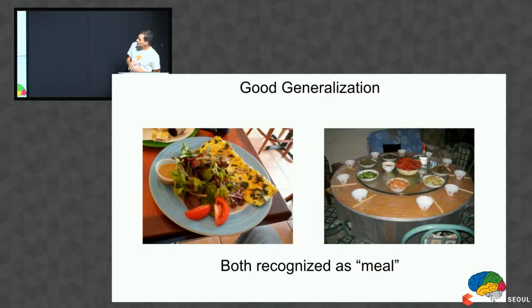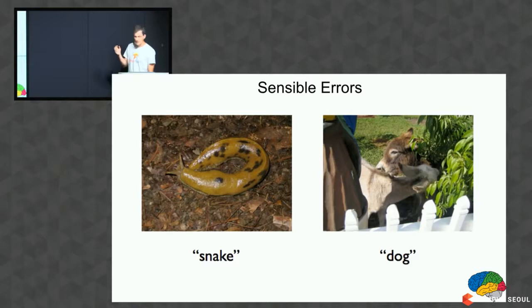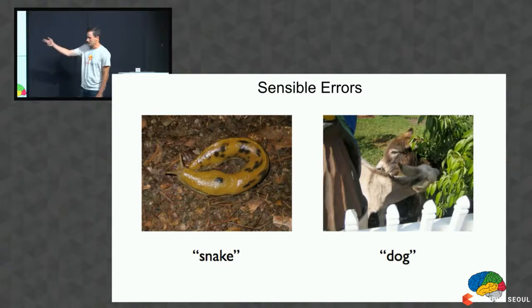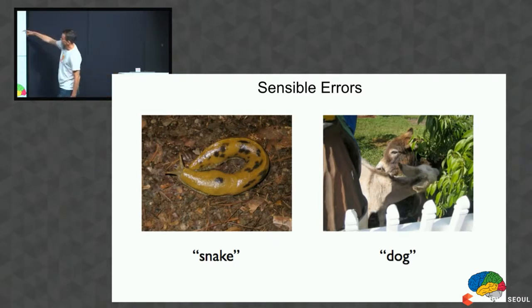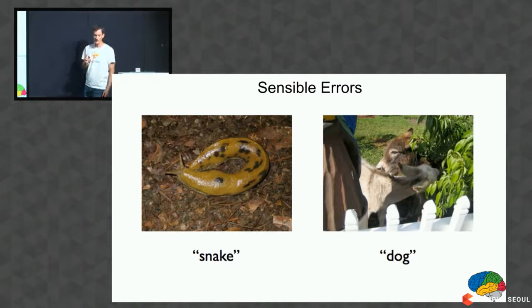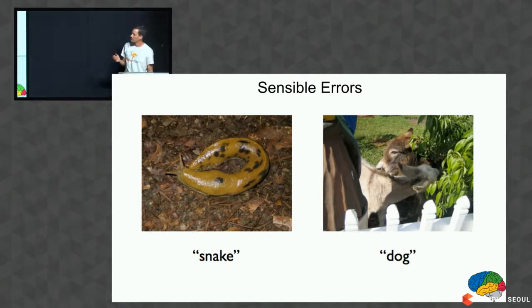So these images visually don't look that similar, but they're both labeled as meal. When it makes a mistake, it's sort of understandable why it makes that mistake. It's not a snake, but you can understand why it might have said that. I know that's not a dog, but I'm actually not sure what that is. So that's sort of hard. I know the back one's a donkey, and I think the front one is either a donkey or a goat. What do you think? Goat, you think? Yeah. Probably. It's unclear.